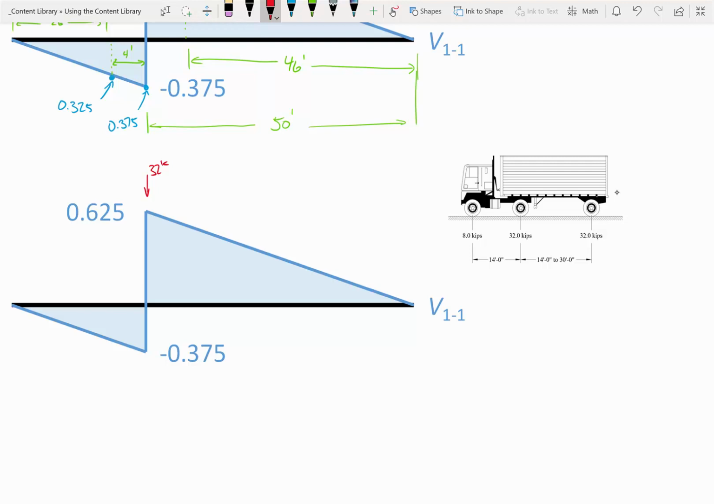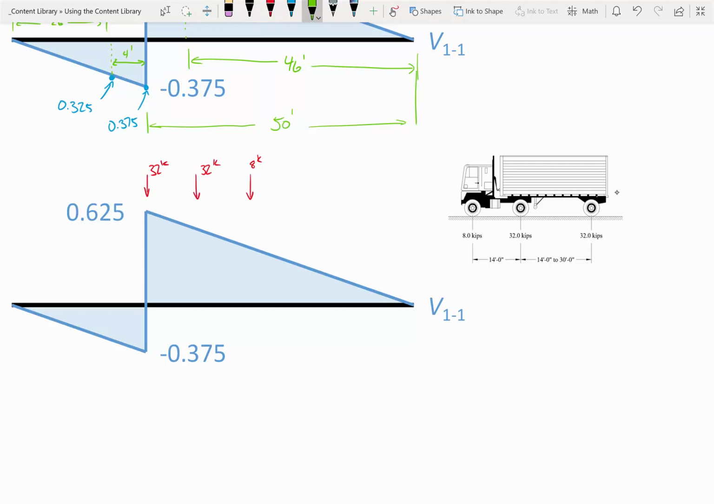So what about my next axle? This axle probably needs to be 32 kips, and this axle needs to be 8 kips. And so, I'm thinking put the heaviest loads on the highest values that I can. Okay, now let's talk about distances.